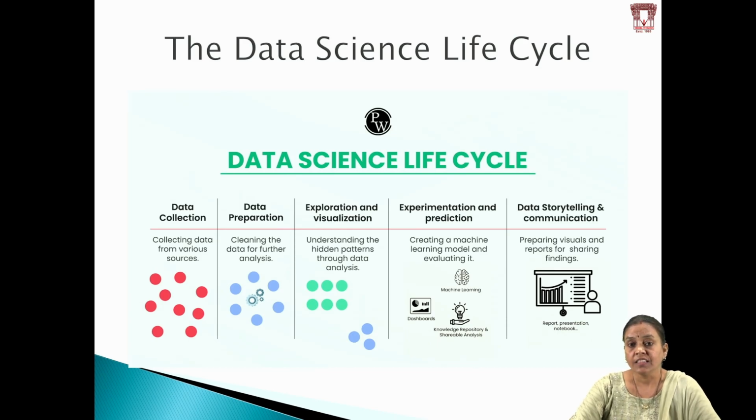Now let us see the last step in the data life cycle, which is data storytelling and communication. It is where we can visualize the data. As we know, when we see the data in handwritten form, it is very difficult to understand. If you present the data in the form of visualizations or reports, we can understand the data very well. So this is the data science life cycle.